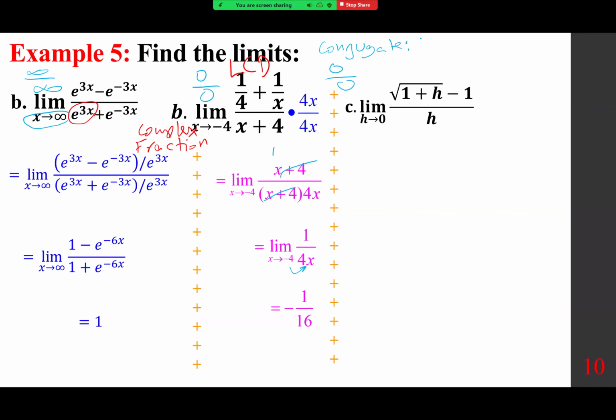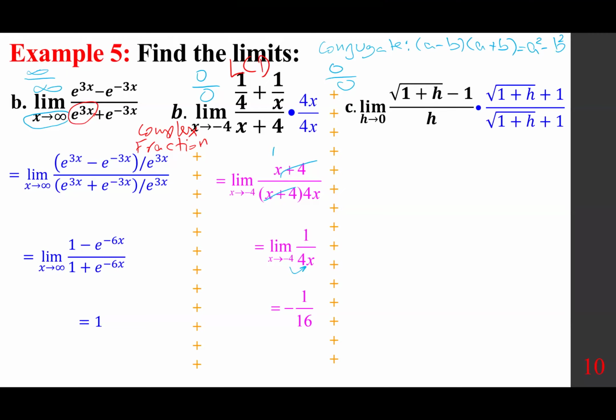So what was the conjugate? The conjugate of A minus B is A plus B. Their product is A squared minus B squared. So you multiply the numerator by the conjugate with the plus 1 instead of minus, and you divide by it. The denominator doesn't change. You write it as a product just the way it is.